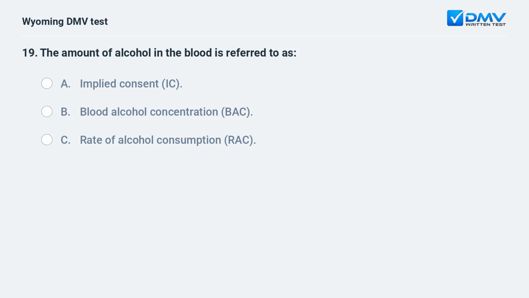The amount of alcohol in the blood is referred to as A. Implied consent (IC). B. Blood alcohol concentration (BAC). C. Rate of alcohol consumption (RAC).